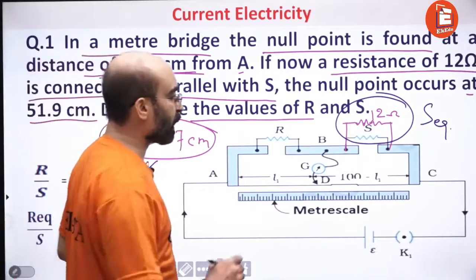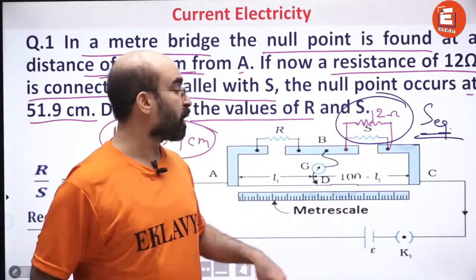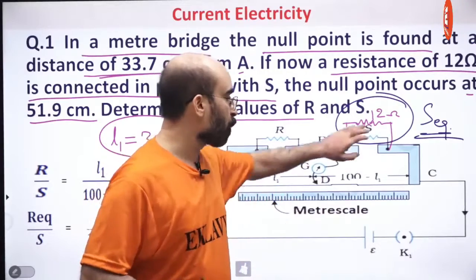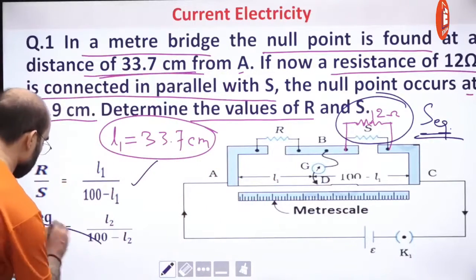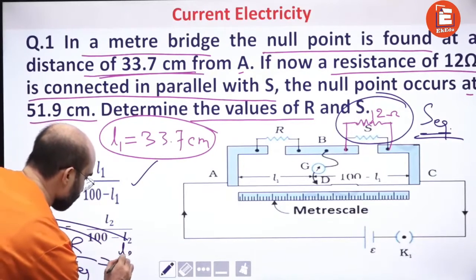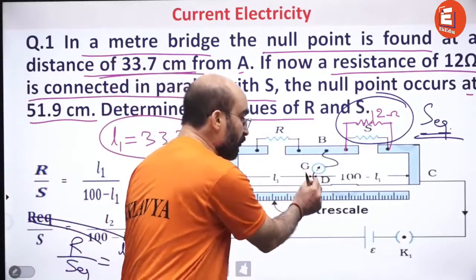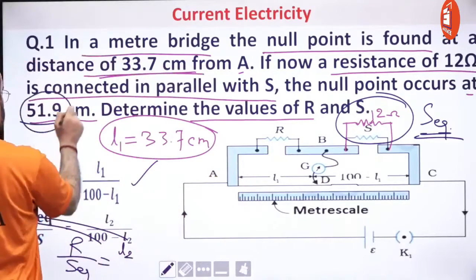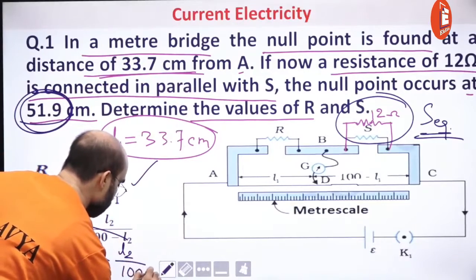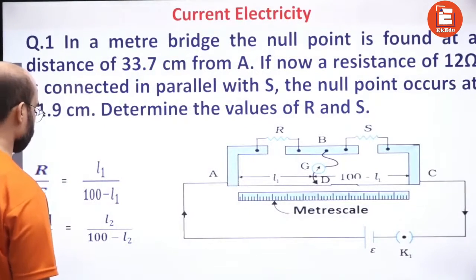Now what we are going to take into account is S equivalent. Why S equivalent? Because this single resistance we need to consider as equivalent. So R by S equivalent equals, the balancing length would become L2. This null point is obtained at 51.9 centimeter, a different value. So L2 by 100 minus L2.